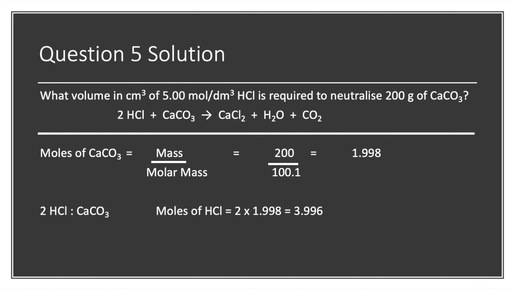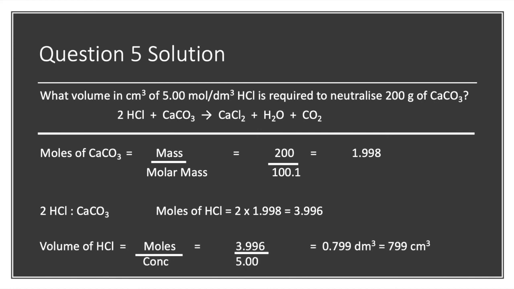Look at the equation, 2 HCl's for 1 calcium carbonate. So I multiply my moles of calcium carbonate by 2 to give me 3.996 moles of HCl are going to be required. And then the volume of HCl is moles divided by concentration, and that gives me 0.799 decimeters cubed, or 799 centimeters cubed.